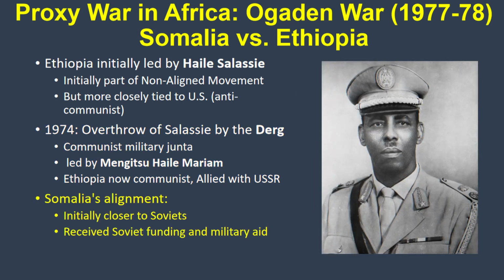Somalia, meanwhile, had originally been aligned more closely with the Soviets, who provided them funding and military equipment, although they were also getting increasing American support as well. During the Cold War, non-aligned countries often liked to get funding from both of the competing superpowers.